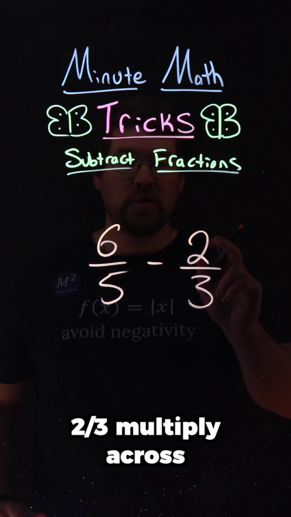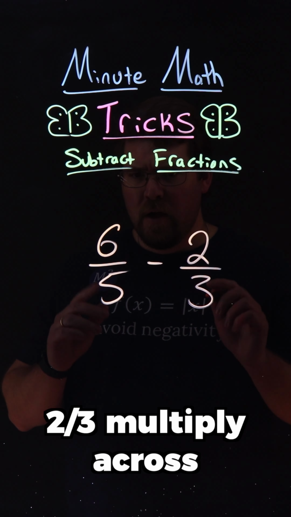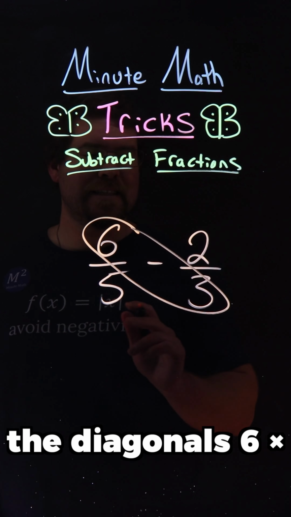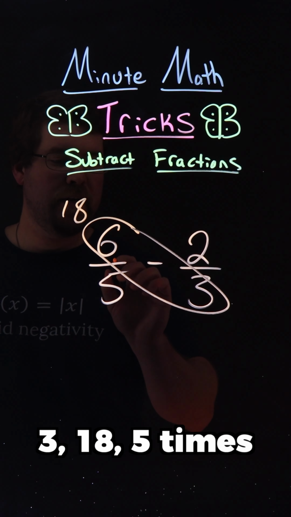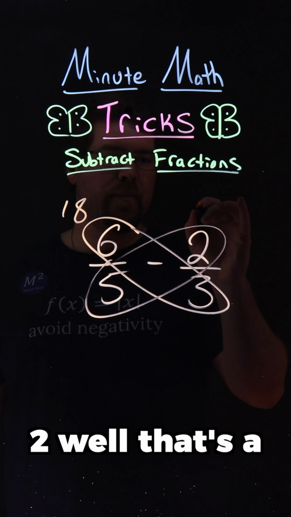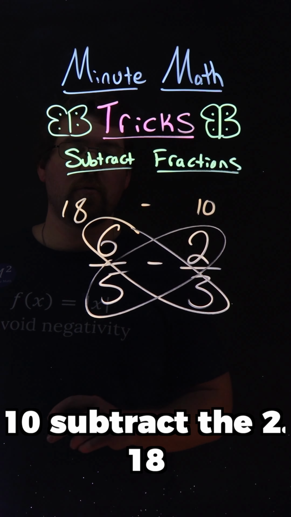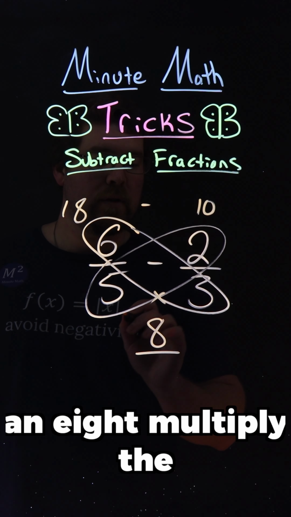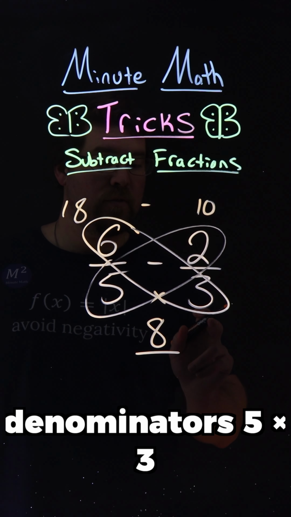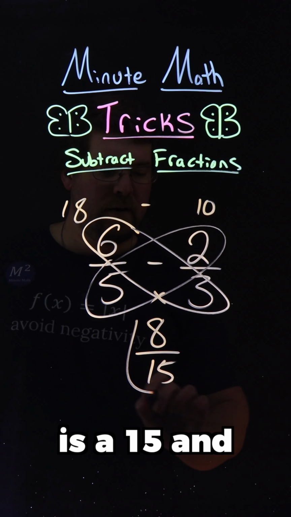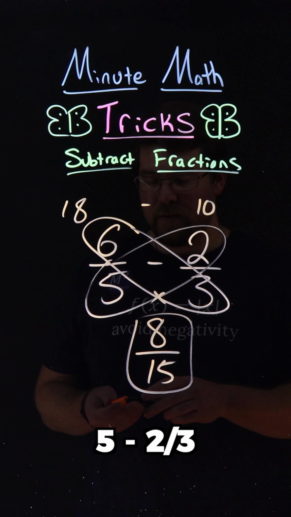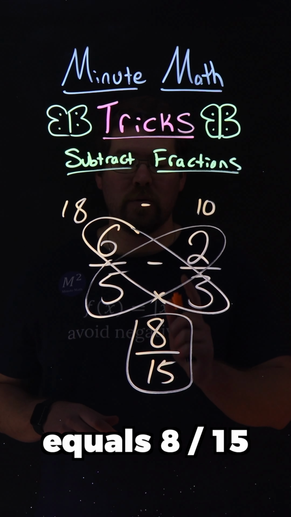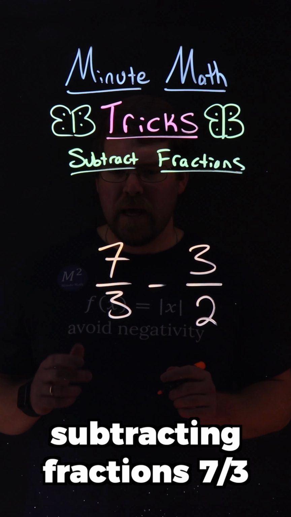6/5 minus a 2/3. Let's multiply across the diagonals. 6 times 3, 18. 5 times 2, well, that's a 10. Subtract the 2, 18 minus 10 gives me an 8. Multiply the denominators. 5 times 3 is a 15. And there we have it. 6/5 minus 2/3 equals 8 over 15.